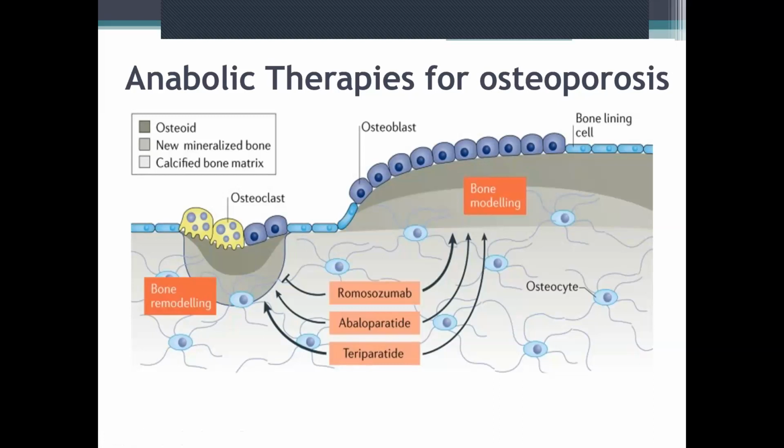So I talk about anabolic therapies for osteoporosis. Again, as I mentioned, what we have is romosozumab or Evenity that's available in Australia. It's a US agent. And we have Terosa or teriparatide. Abaloparatide is not available in Australia. These agents increase bone formation, and to some extent they may inhibit osteoclast activity as well.